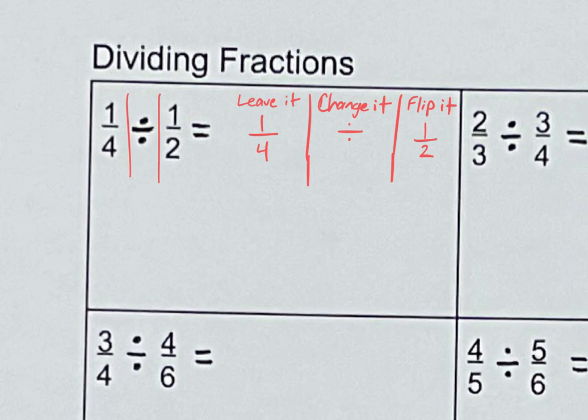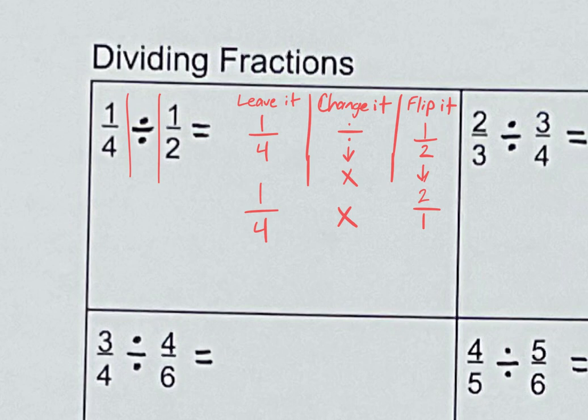So as you can guess, the first section we leave it the same as 1/4. We do not mess with that one. We leave it exactly the same. We change our sign from division to multiplication, okay? And then we use the last section as flip it. Instead of 1/2, we would flip it and do 2/1. So with this method, we're going to use multiplication to solve this division equation.